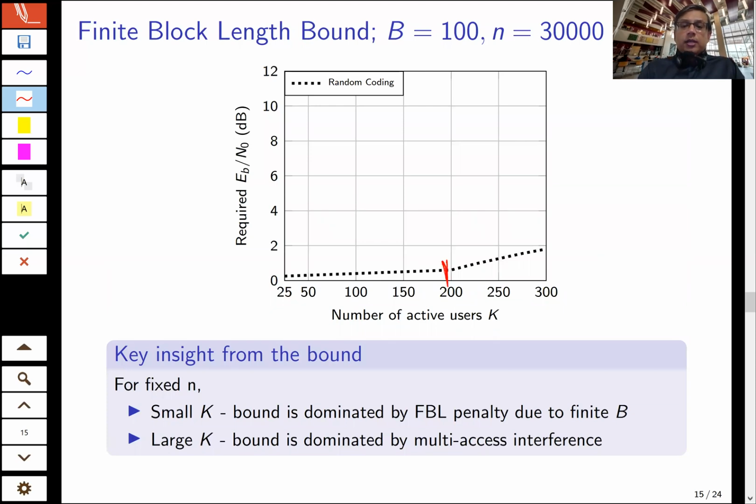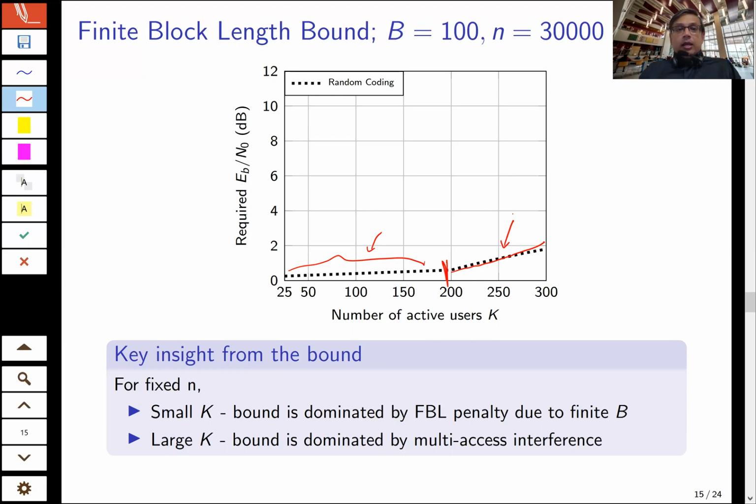Now, you see that there are two distinct regions here. There is one region where the number of active users is fairly small. In this region, the slope of this curve is very, very shallow, so the required signal to noise ratio grows very weakly with the number of active users. Then there is nearly a phase transition somewhere, and beyond this, the required Eb over N0 grows much faster with K. In the small K regime, the performance is more or less dominated by the finite block length, the fact that you have only 100 bits to transmit. Whereas in the large K regime, you're dominated by the fact that you have too much interference.